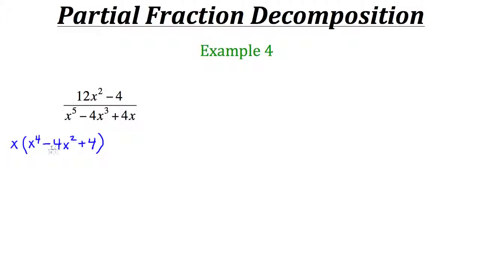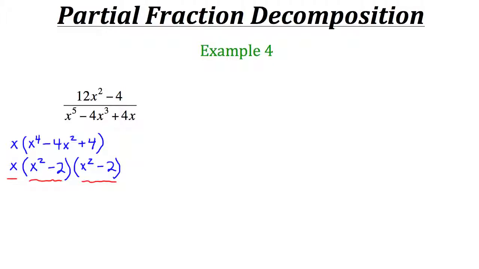Now when we take a closer look at the expression inside the parentheses, we could see that it could be factored into two binomials, which is x squared minus 2 times x squared minus 2. And in this case, you'll notice that we have two different factors, but one of them is being repeated.